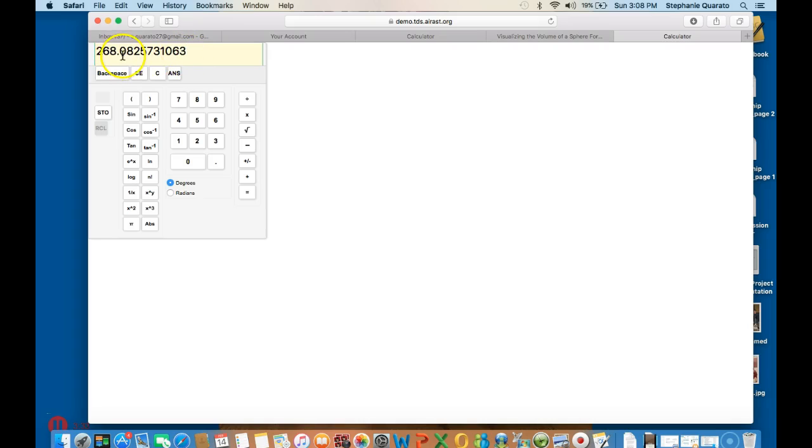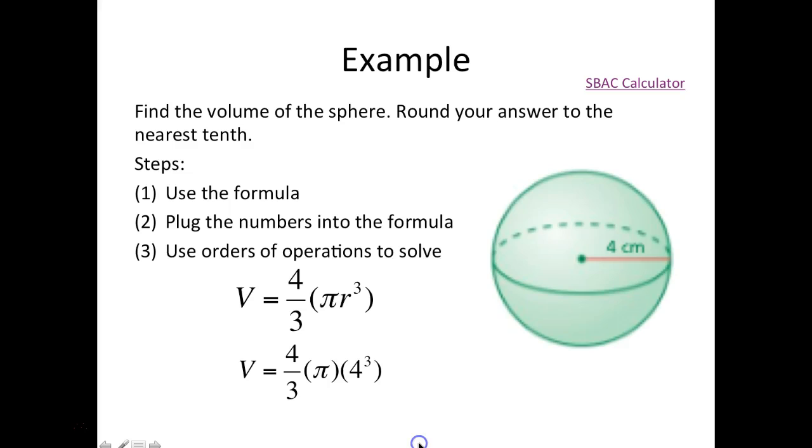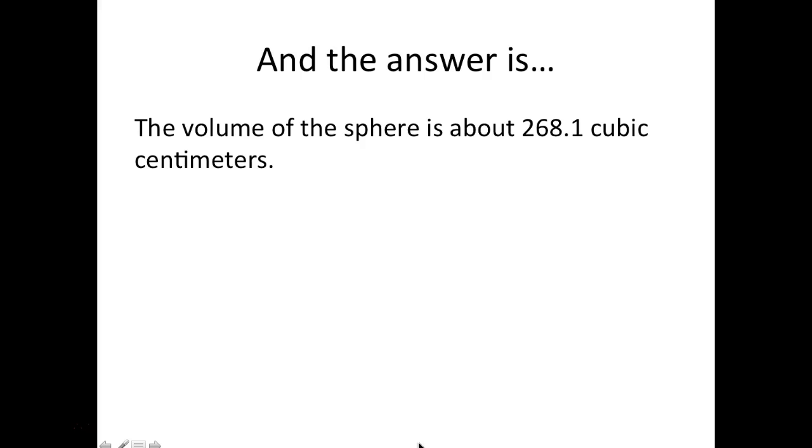268.082573163, and the problem said to round it to the nearest tenth, so here I have 0 in the tenths place. If I look at the number right to the right of that, it's 8. So because 8 is higher than 5, we're going to round the 0 up to 1. So our answer is about 268.1 cubic centimeters.